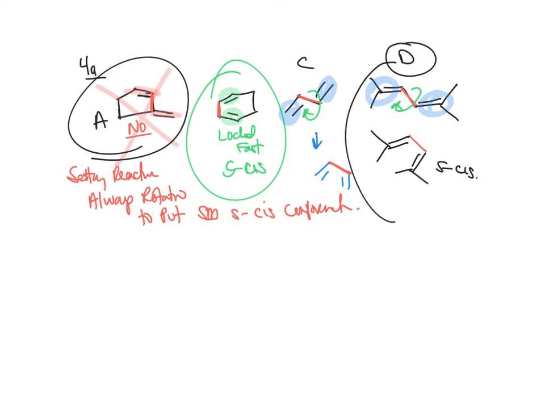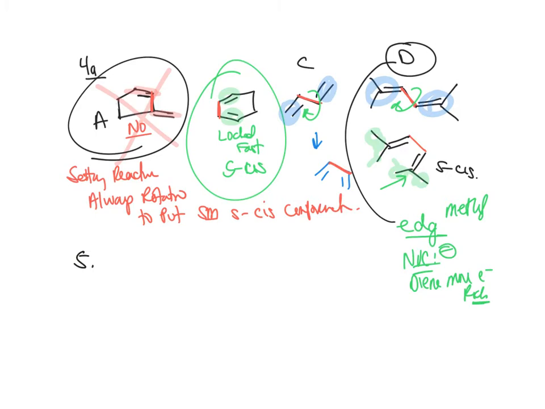And the reason why I would choose D is I would say that these methyl groups here are electron donating. So these are electron donating groups, the methyl groups. They're pushing electrons into that double bond, and that makes this nucleophile, the diene, more electron rich. So they're going to react faster.